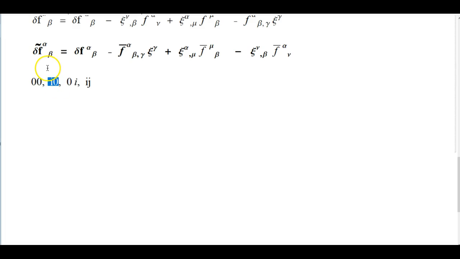In the previous example, we had alpha beta both on the lower side. They both were lower indices. So I0 and 0I were the same. But in this case, we'll calculate them separately.